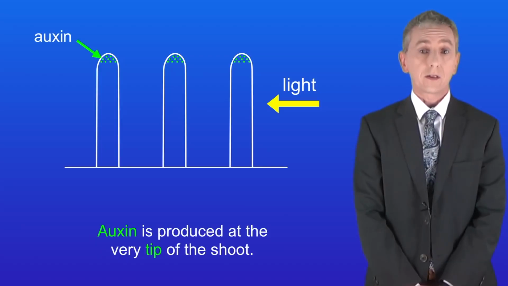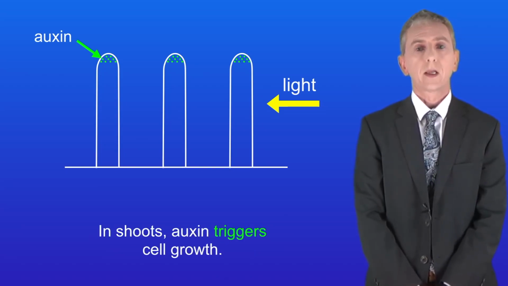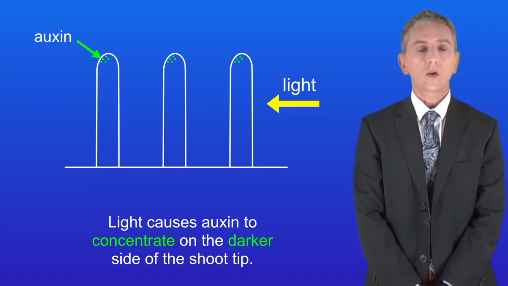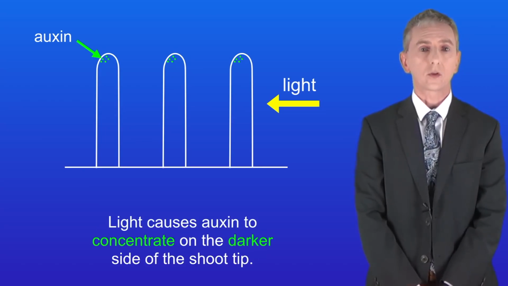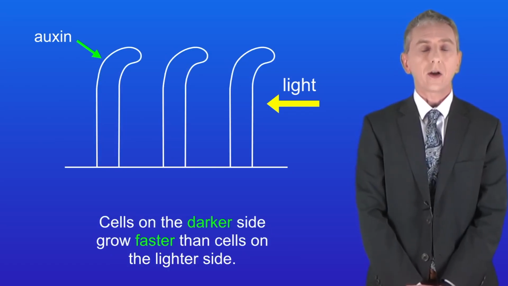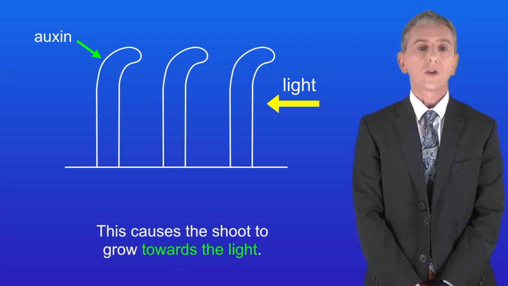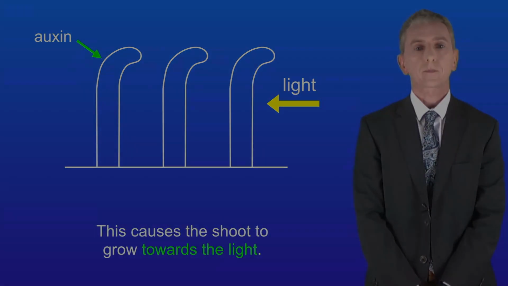Auxin is produced at the very tip of the shoot, and in shoots, auxin triggers cell growth. Light causes auxin to concentrate on the darker side of the shoot tip. Auxin now spreads down the shoot, so cells on the darker side grow faster than cells on the lighter side. This causes the shoot to grow towards the light.